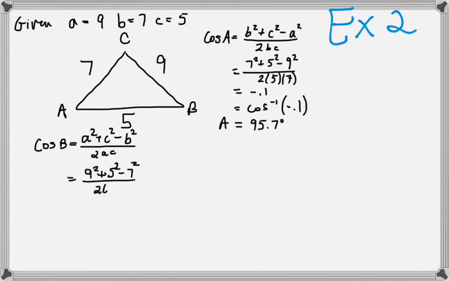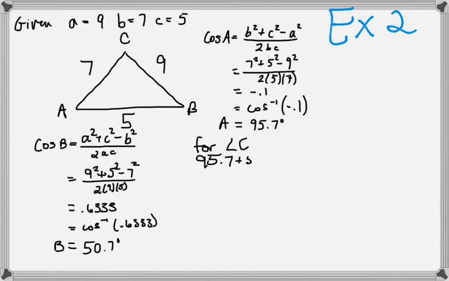So here's what it looks like when you plug it in. You notice we got cosine of B equals 0.6333 and it repeats. So if you do the inverse cosine of that decimal, we're going to get our value of B equals 50.7 degrees. And that's pretty much it. We got one more little short step, finding C, which we just add together, subtract from 180, and find out that C is equal to 33.6.